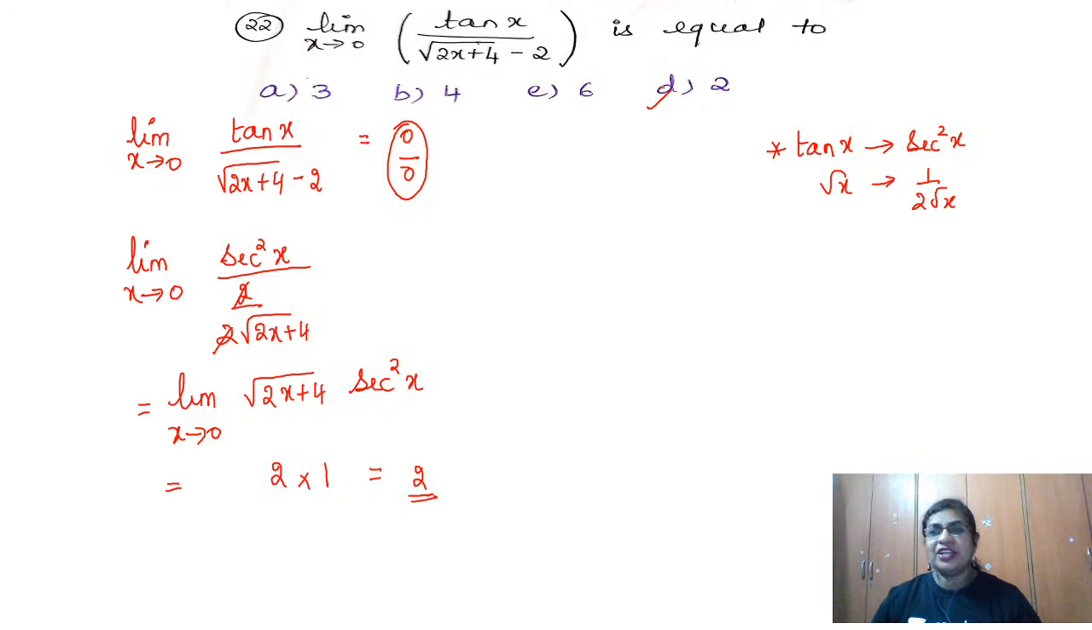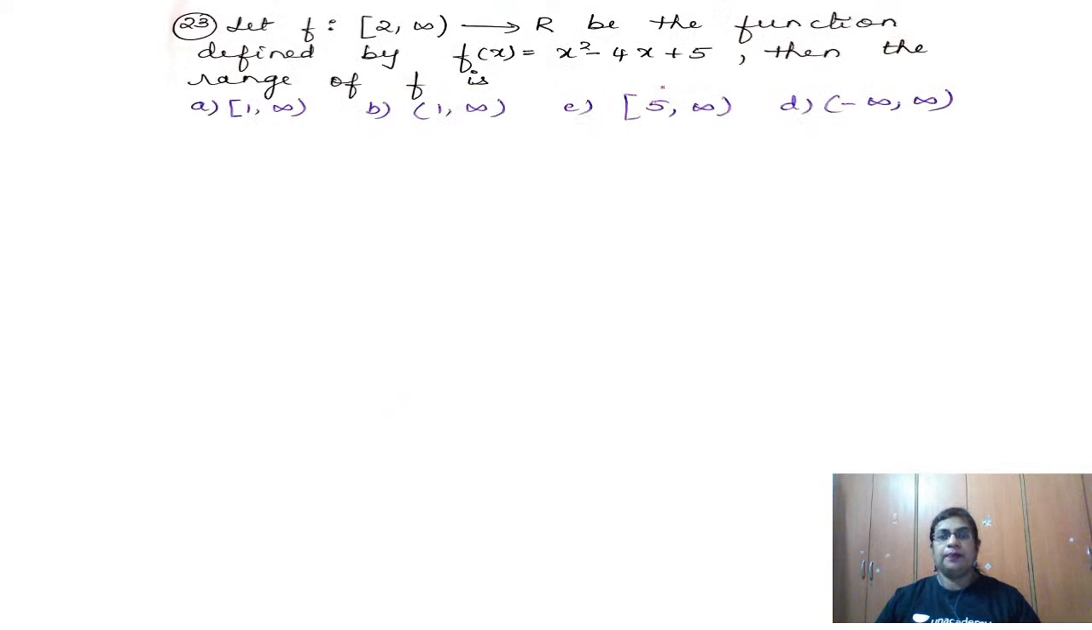I hope you have understood this. Is that clear? Okay, we move on to the next question, 23. Understand the question first. Let f be a function from the closed interval 2 comma infinity to R, where R is the set of real numbers, the codomain. Let it be the function defined by f of x equals x square minus 4x plus 5.